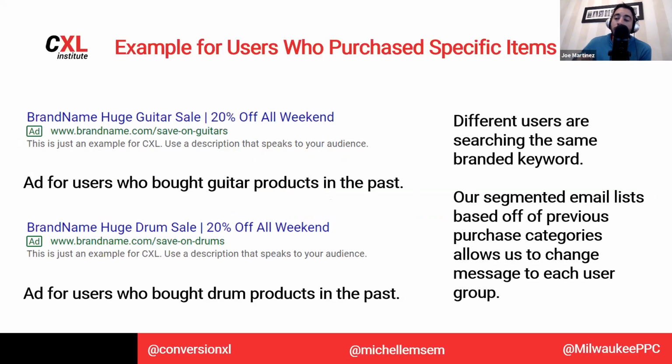So whether you can segment your email list like we could in this example, or go back to Google Analytics and create audiences based on people who bought certain brands or certain products, when the guitar player comes back and searches for my store's brand name, they're not going to see a generic sale. I'm going to speak to the guitar user that there's a guitar sale going on, even though they look for the same keyword. I'm going to speak to the drum user that there's a drum sale going on using the same keyword. Again, switching it up based on their wants and needs.